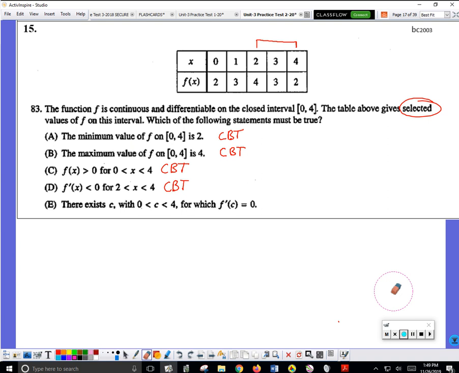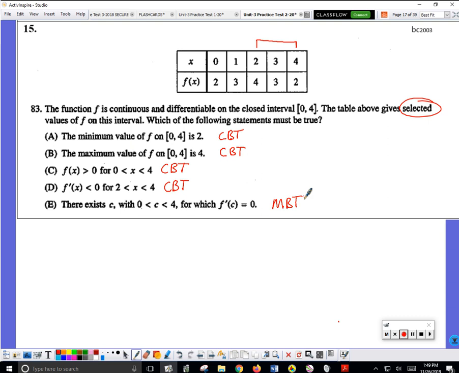Okay, there exists a C between x equals 0 and x equals 4 for which the tangent slope of f will be 0. That's obviously the must be true, because we've run out of choices. It changes from increasing to decreasing in the secant slope, so there has to be a change from increasing to decreasing in the tangent slope.